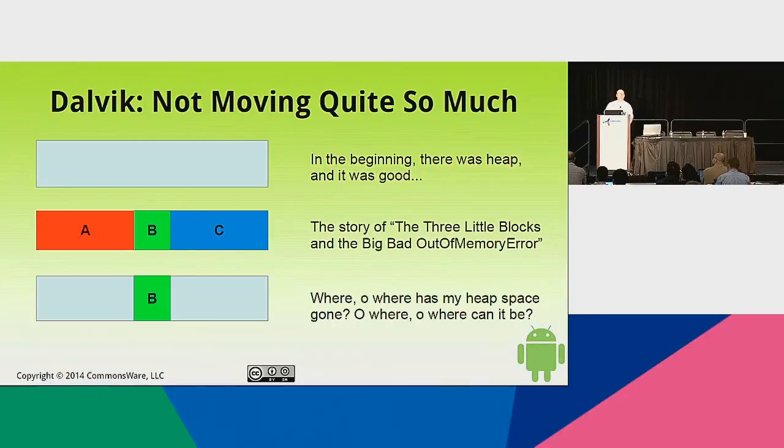But let's suppose instead we held on to B, and we were letting A and C get garbage collected. On Java, we would move B around, slide it to one end or the other so we could coalesce the free space again. On Dalvik, it does not do that. It is a non-compacting garbage collector. And so therefore, we cannot actually allocate enough space. We can't even do what we did before.